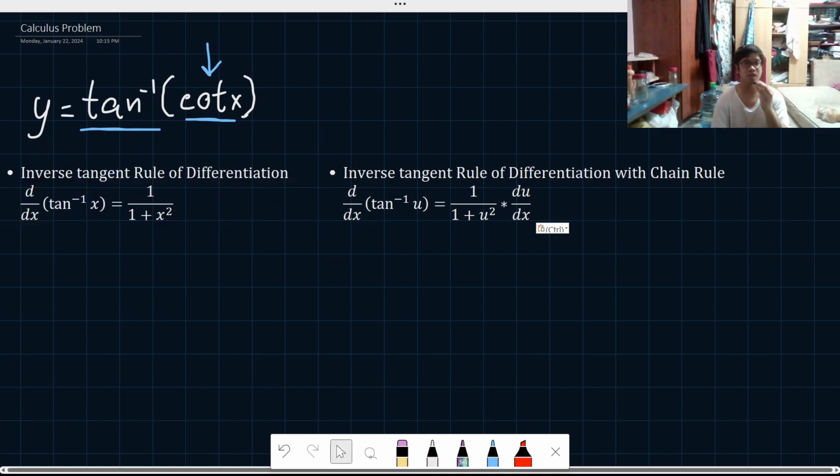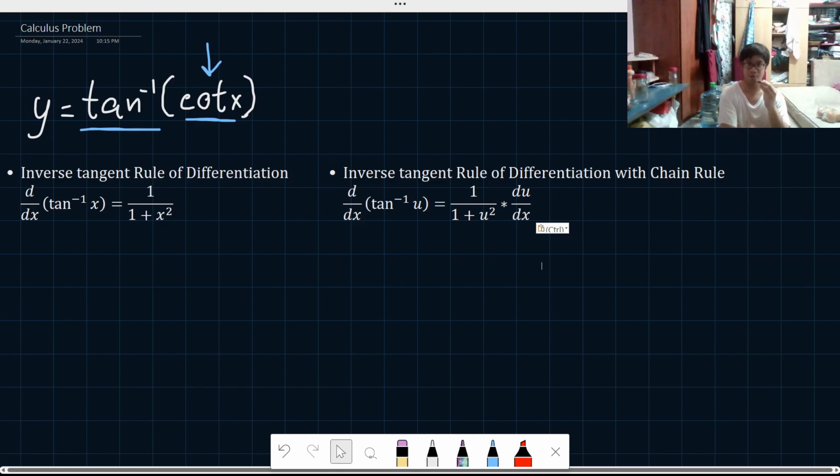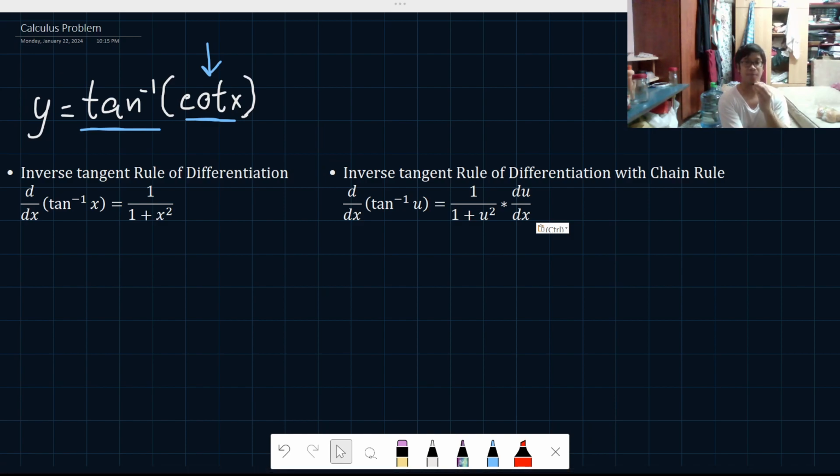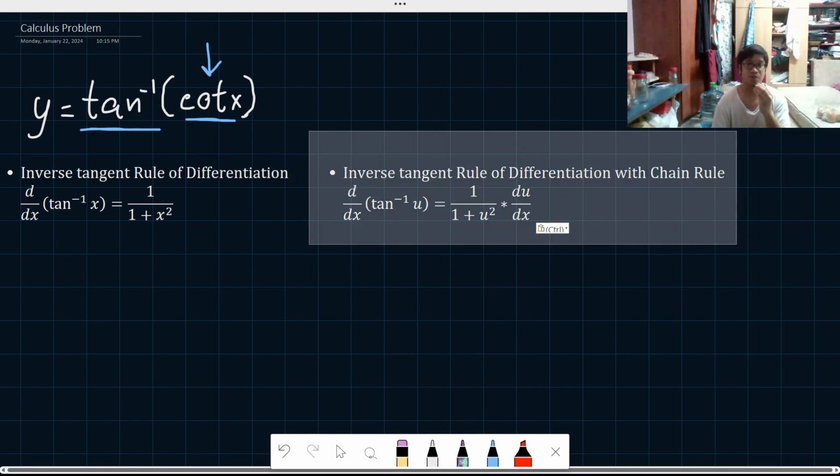If you take a look closely, the derivative of arctangent of x is just 1 all over 1 plus x squared. The second one is the same as the first one, but with chain rule. So we have the derivative of arctangent of u equal to 1 all over 1 plus u squared times the derivative of u, or du all over dx. So which one are we going to use? The answer is this one. We're going to use this one.